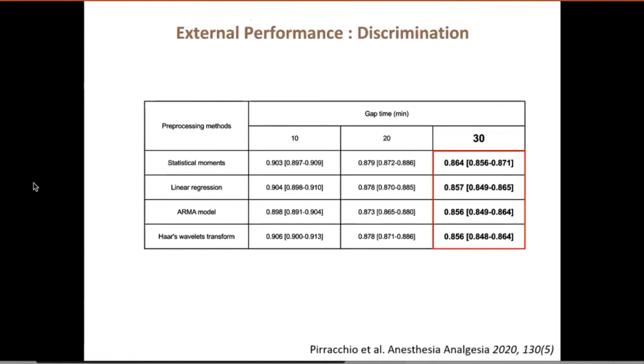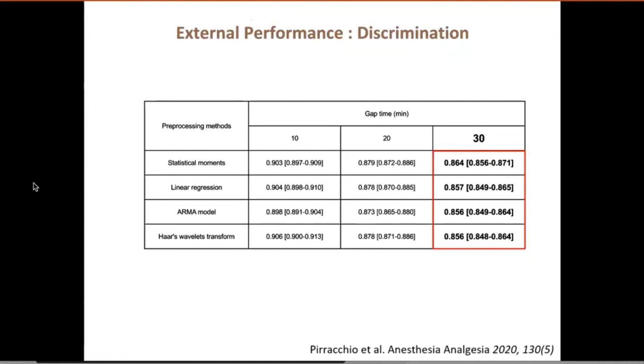Sorry, I didn't mention this before, but what we wanted to predict was not the actual blood pressure, but what the clinician really cares about, which is a hypotension episode, defined as a drop in systolic blood pressure below 90 millimeters of mercury. So that was the binary event that we're trying to predict here.